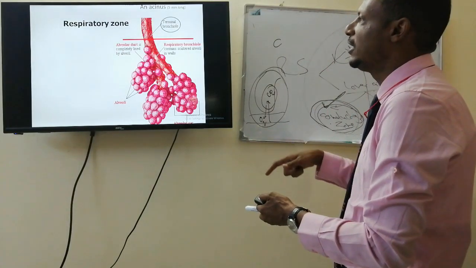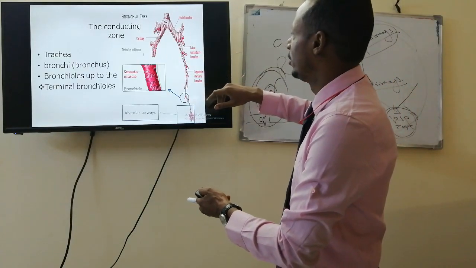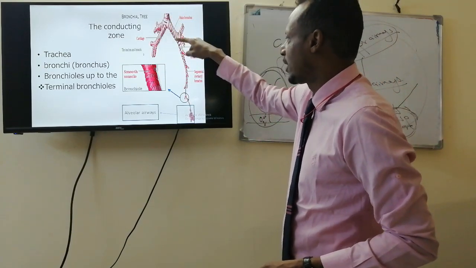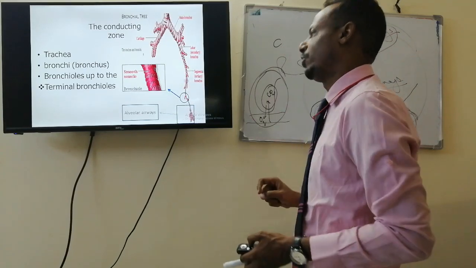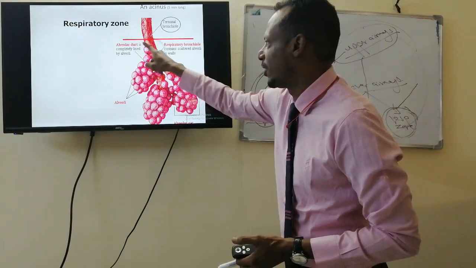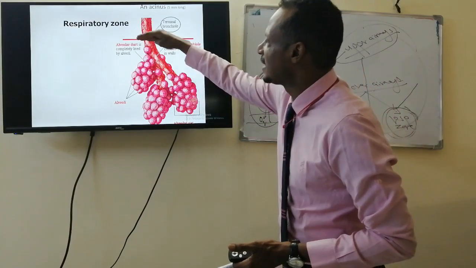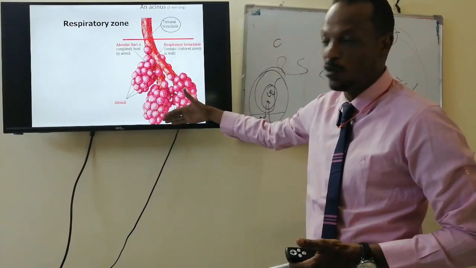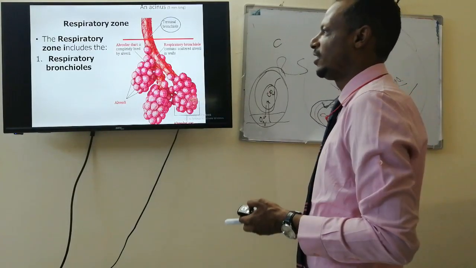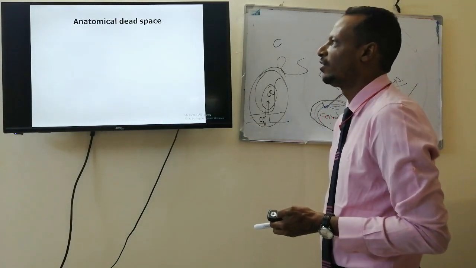Again, let us go back to see the two parts. This is the conducting zone: the trachea, the two bronchi, up to the terminal bronchioles. Then from the respiratory bronchioles, the alveolar duct, the alveolar sac, and the alveoli, this area downward contains alveoli, and there is gas exchange.